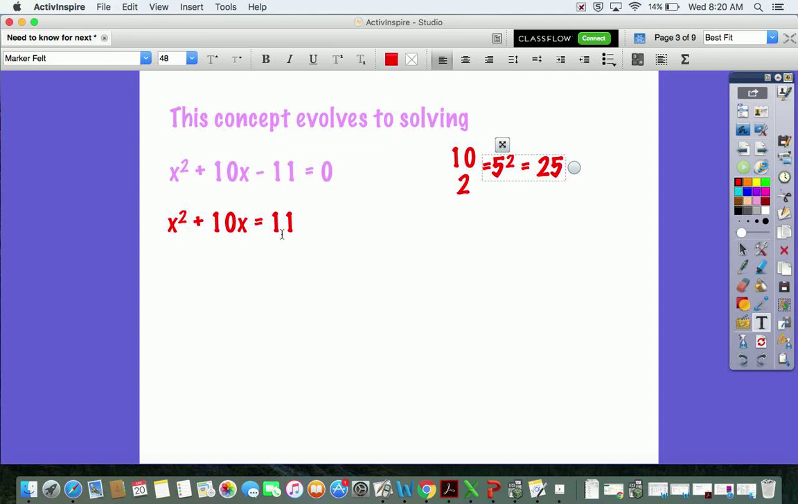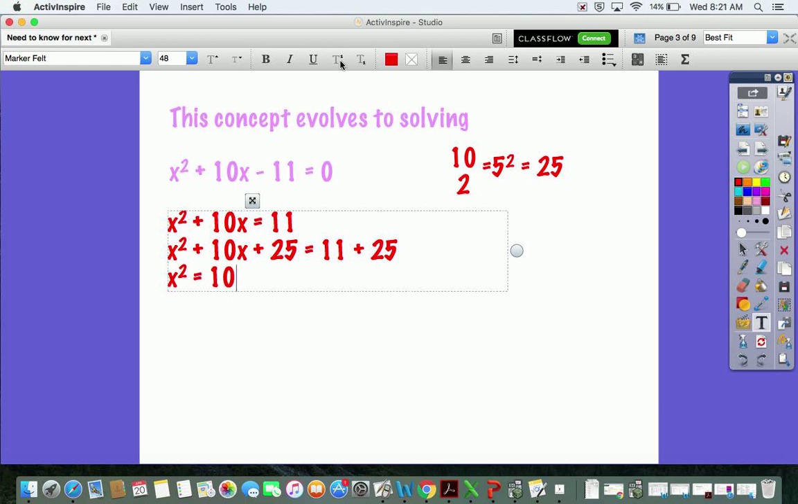And from there, you are going to add it to both sides. Because when you add in a plus 25 on the left side, since this is an equation, whatever you do to the left side, you have to do it also to the right side. So you're going to add that to both sides. And then you'll have x squared plus 10x plus 25 equals 36. From there, you're going to factor that left side, which is nothing but x plus 5 times x plus 5, which is basically x plus 5 squared, equals 36.